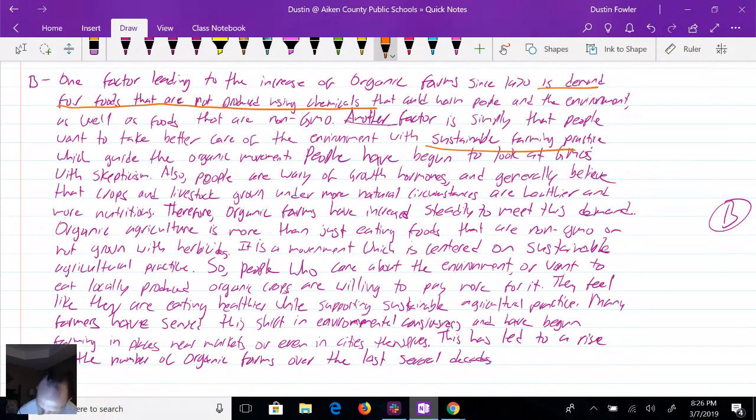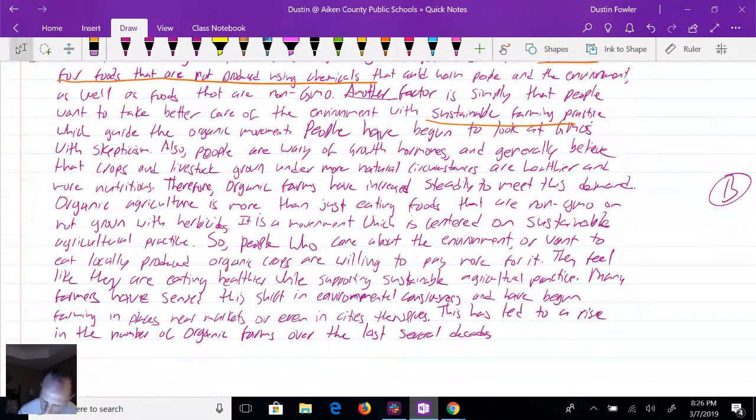So people being wary of growth hormones and generally believing that crops and livestock grown under natural conditions are healthier and more nutritious. Therefore, organic farms have increased. Now I'm starting to answer the question. So organic farms have increased steadily to meet this demand, right? And actually, you know what? That was the explanation. So people have begun to look at, I think I might have skipped a line there. So people have begun to look at GMOs with skepticism. Also, people are aware of growth hormones and generally believe.